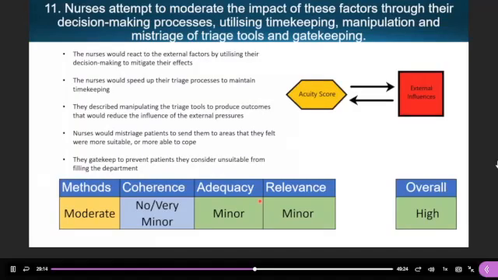They would speed up their triage processes, working quicker, cutting out parts of the assessment, quite often the verbal, as we said earlier, they felt they were quite subjective. They described manipulating triage tools to produce outcomes that would reduce the effect of these external pressures. They would mistriage patients, giving them triage scores that they knew were wrong, in order to send them to areas that they felt were more suitable or more able to cope with their workloads. They would gatekeep patients to prevent them from coming into the department when they considered them unsuitable or when they considered the workload high.